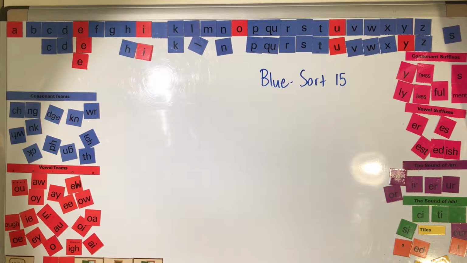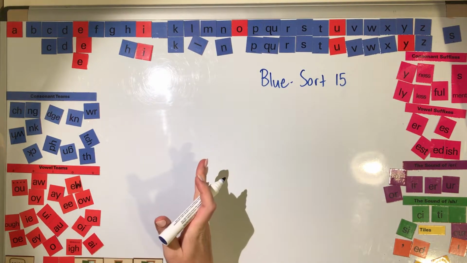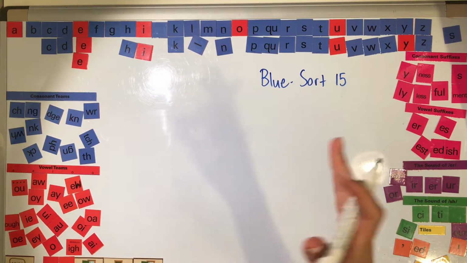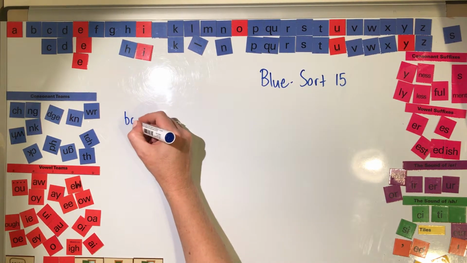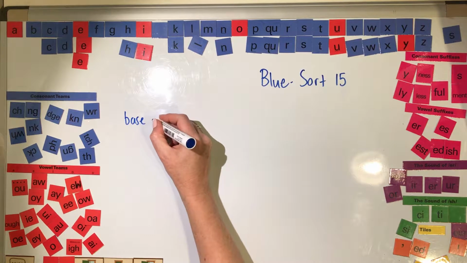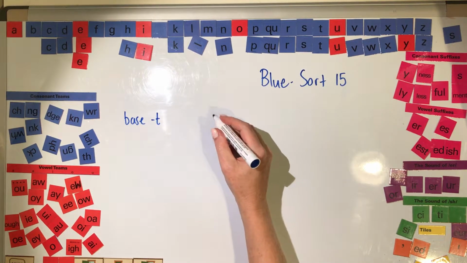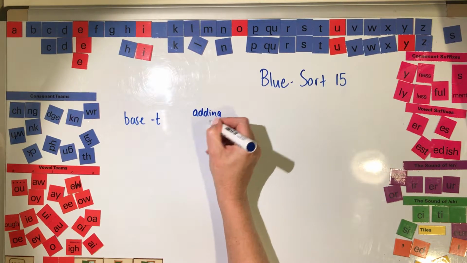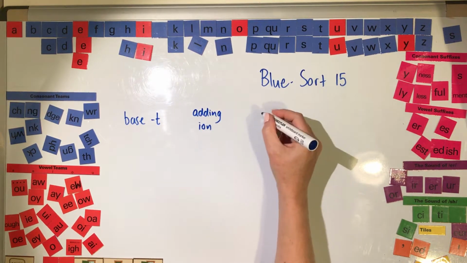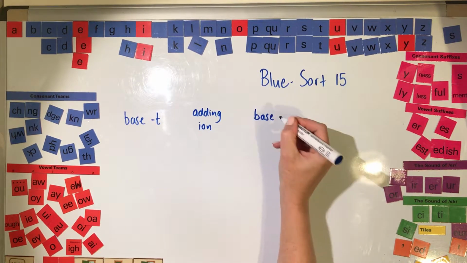Okay, so we've got base words and then we're going to add I-O-N. And we've got some base words and we're going to add I-A-N. So we've got 4 columns. So we've got base T, we've got adding I-O-N, we've got base I-C.